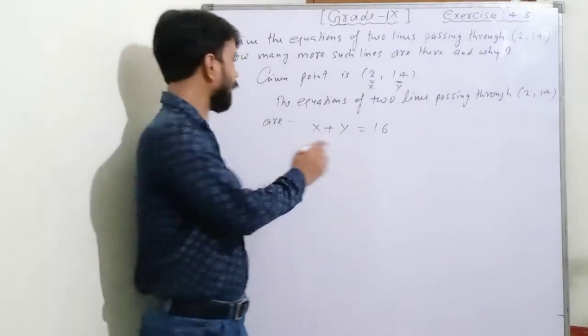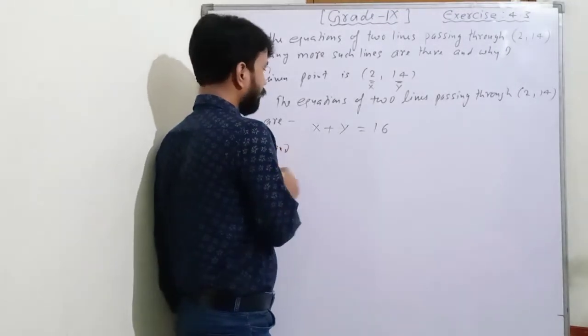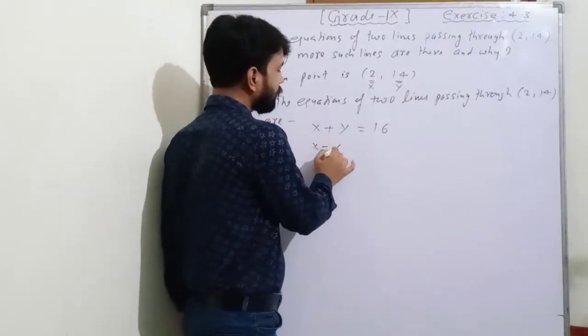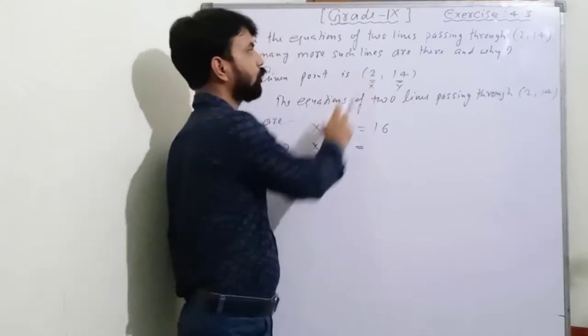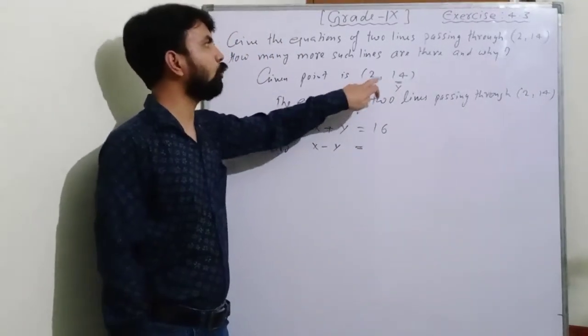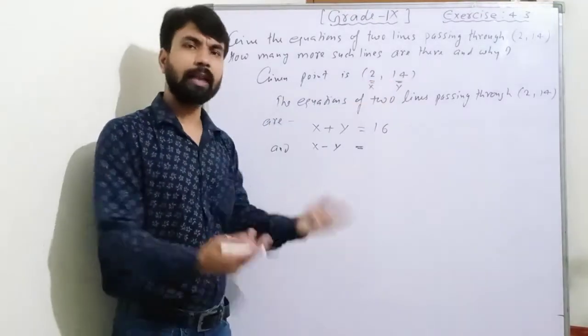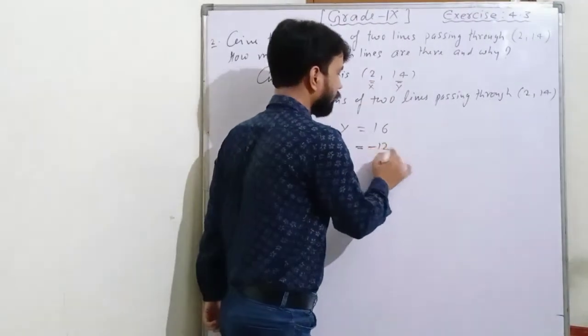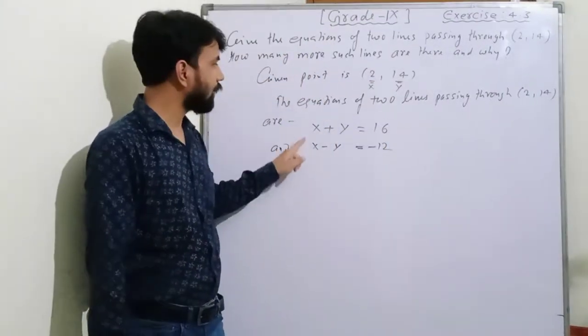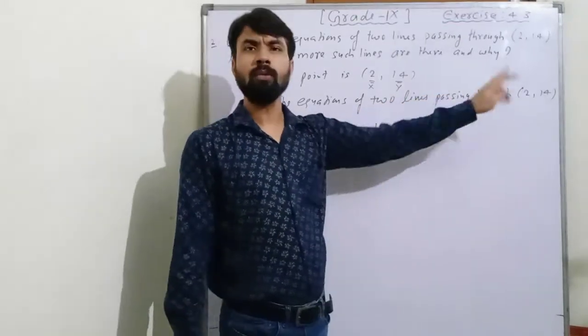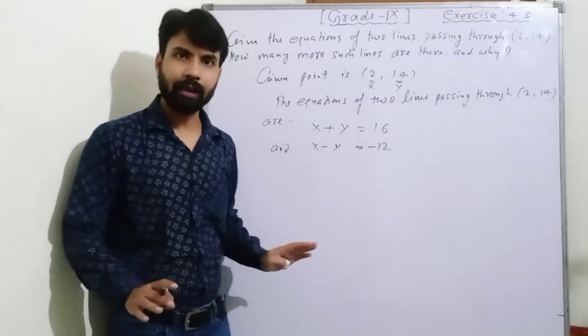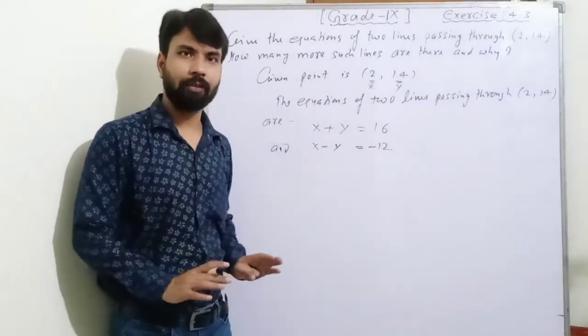Understood? And the second line, now we will find the difference, x minus y. So beta, x is how much? 2 and y is 14. So 2 minus 14. 2 minus 14 gives you minus 12. Clear? So these are the equations of two lines passing through this point. Got it? So half part of this question is finished here.